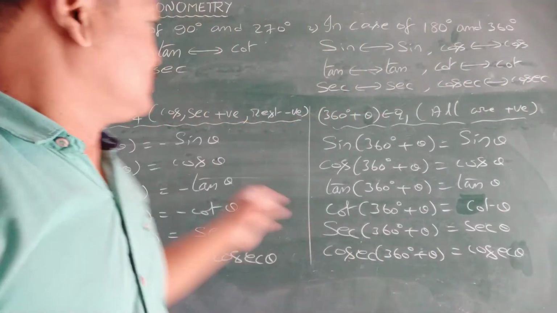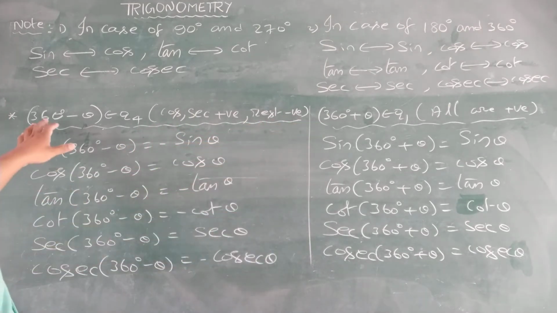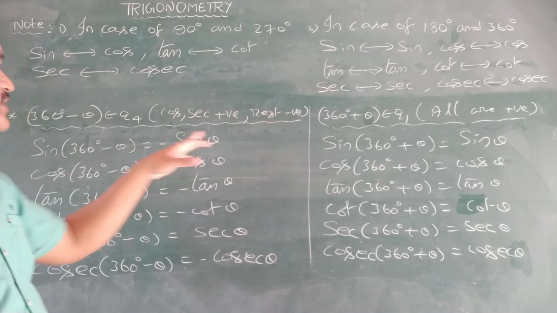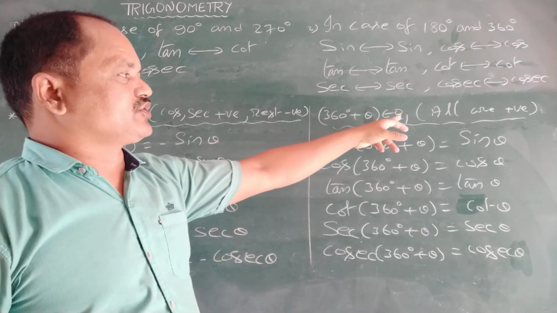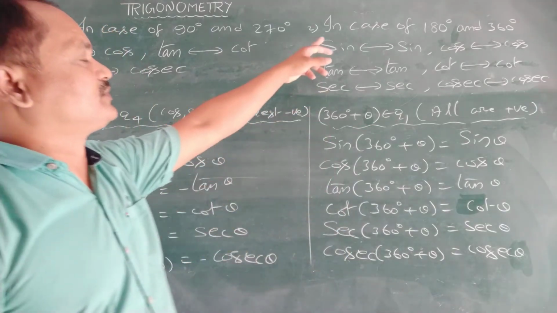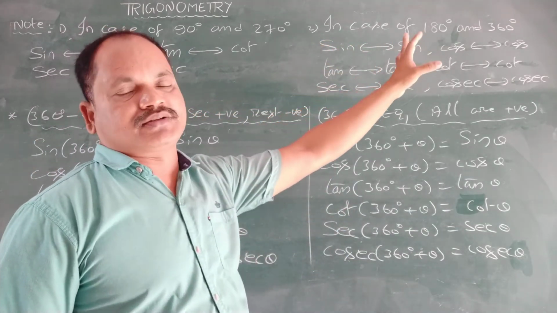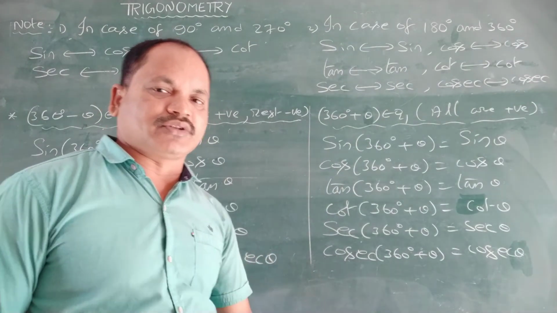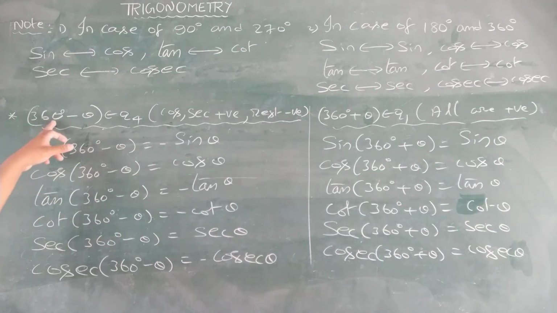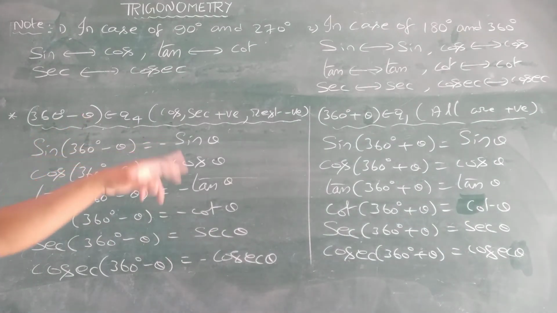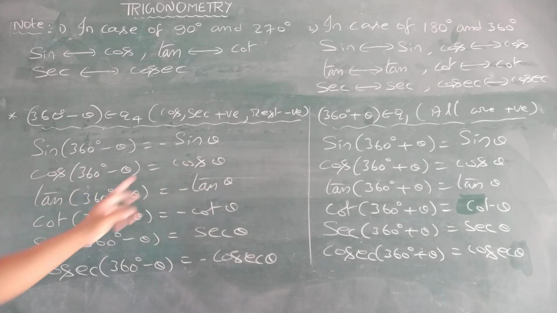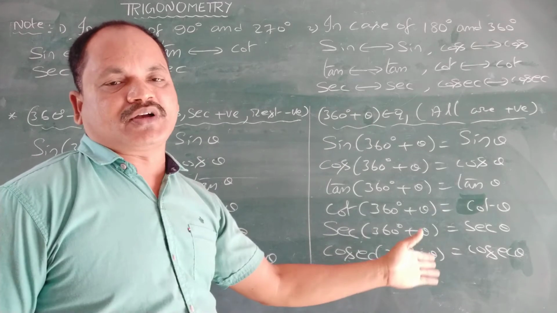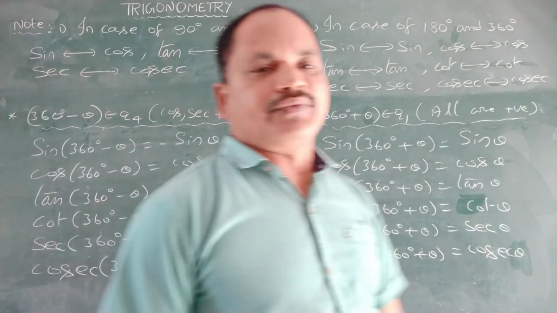Now 360 minus theta and 360 plus theta. 360 minus theta belongs to Q4. In Q4, cos and its reciprocal secant are positive, the rest of the functions are negative. And 360 plus theta belongs to Q1, where all are positive. That's why in case of 360, the same functions will be there according to the signs with respect to the quadrants. For 360 minus theta in Q4, cos gives positive, secant gives positive, the rest of the functions negative. And in Q1, all give positive. That's all. Okay. Now, next.